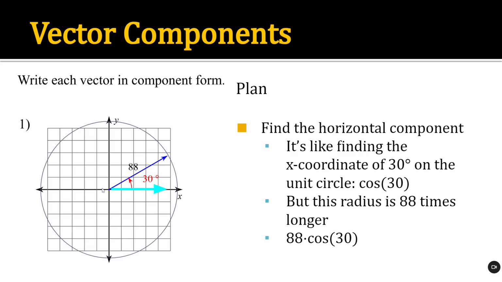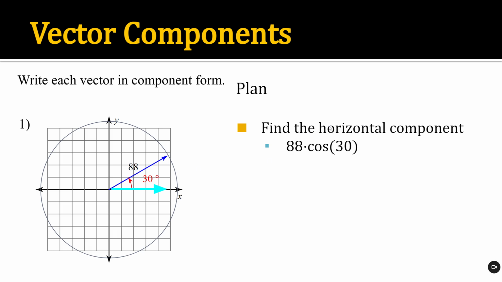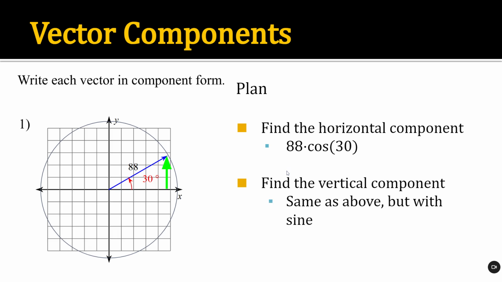Since our circle has a radius 88 times longer than the unit circle, we'll take the rule for finding x-coordinates on a unit circle, cosine of the angle, and just multiply it by 88. So finding the horizontal component should be 88 times cosine of 30. Then what about finding the vertical component? Well, that should be just the same thing, but with sine instead of cosine. Cosine helps us find x-coordinates, sine helps us find y-coordinates. So 88 times sine of 30. Super.